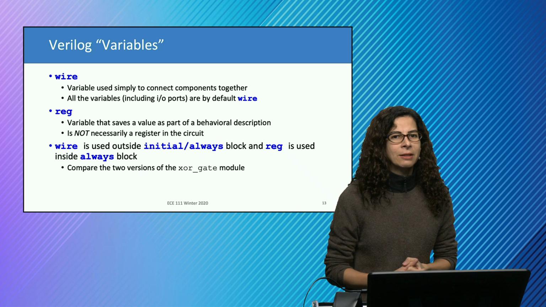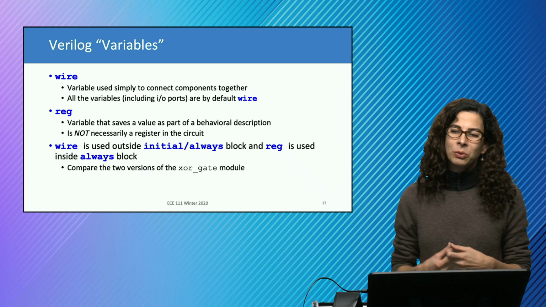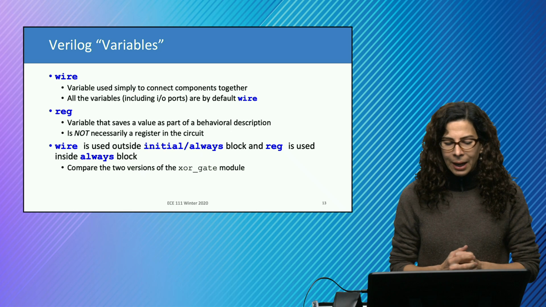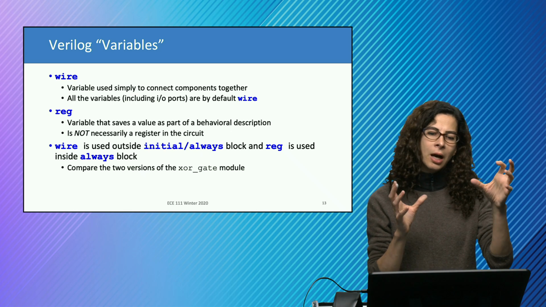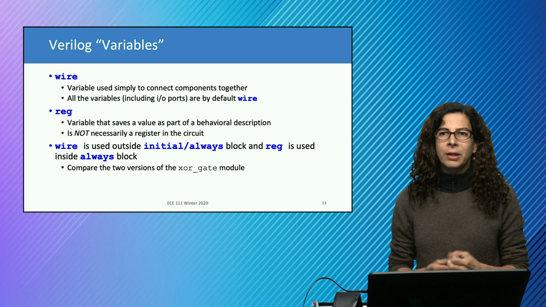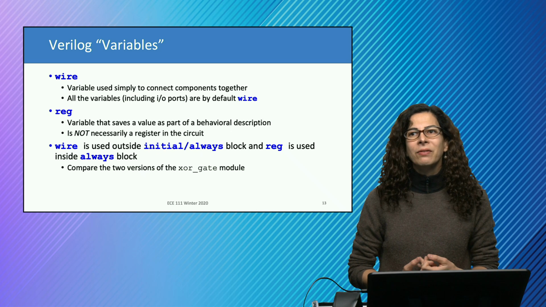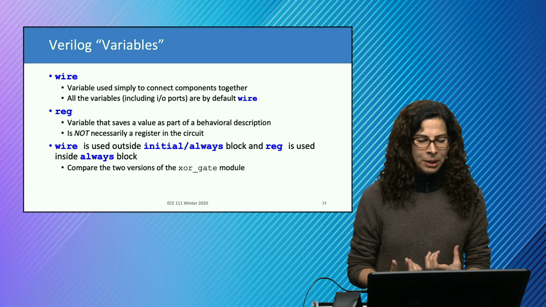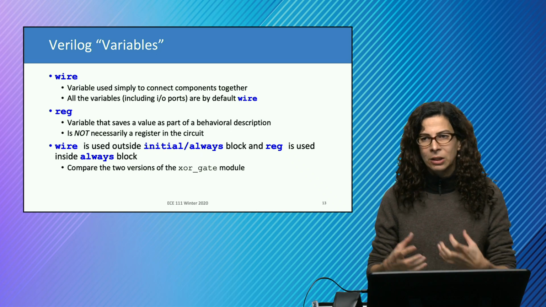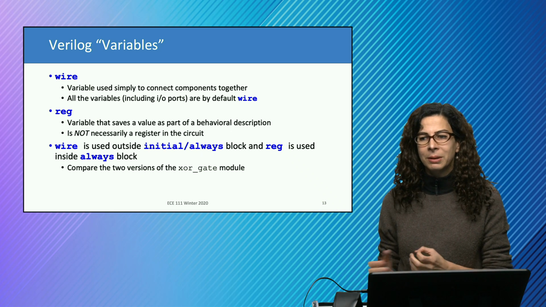Verilog has different options for variables. You could define a variable as a wire, and when you define a wire, it means that you're connecting components together, and all the variables, including the I/O ports, are by default wires. There is also the option of defining variables as registers, which saves a value as a part of a behavioral description language. But when we say a register, this doesn't necessarily translate into a register when we make a physical implementation or even a netlist implementation.